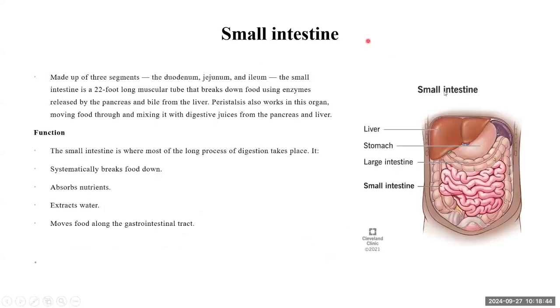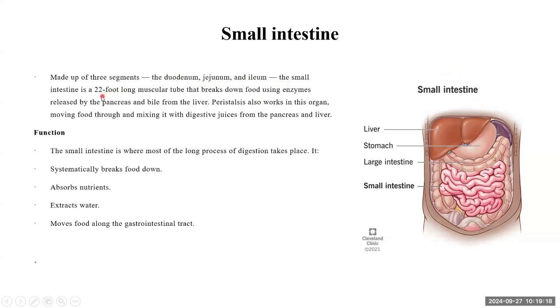The next part of the digestive system is the small intestine. So basically, imagine it was our mouth, then there was the esophagus, then there is our stomach, and after exiting the stomach through the pylorus, food goes into the small intestine. The small intestine is basically made up of three segments. The first segment is called the duodenum, then the jejunum, and then the ileum.